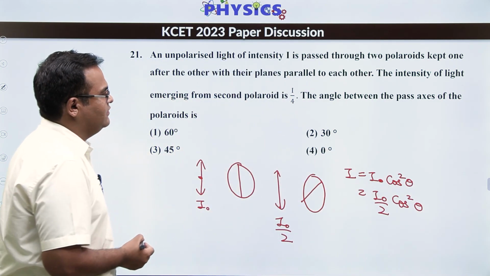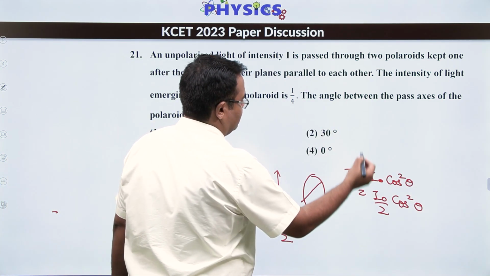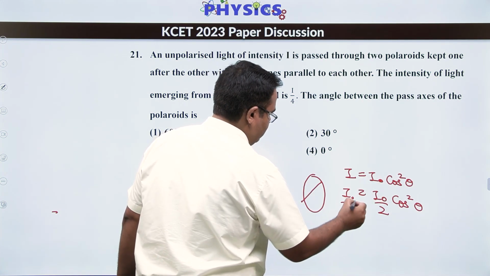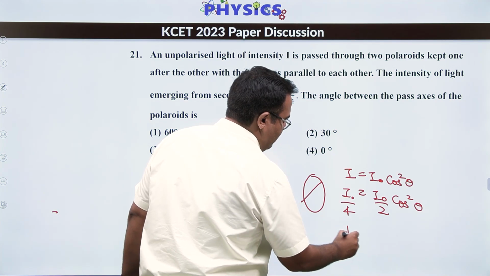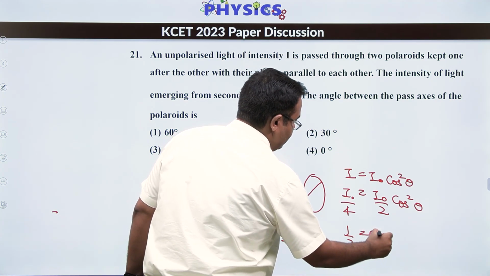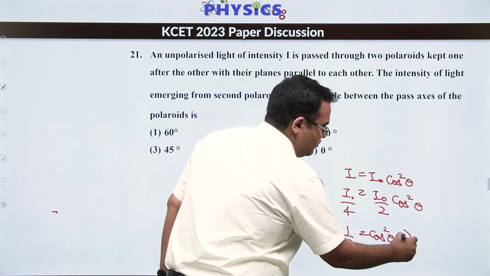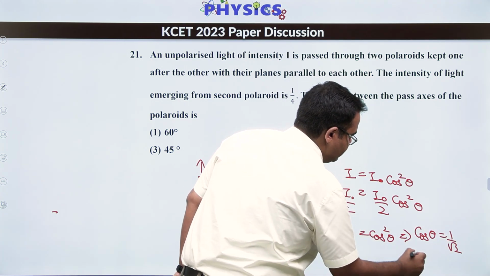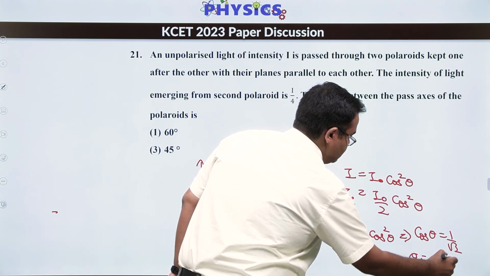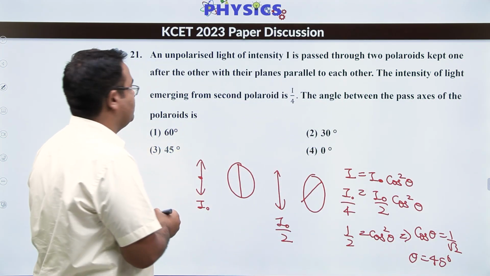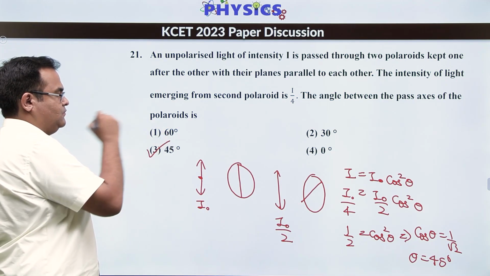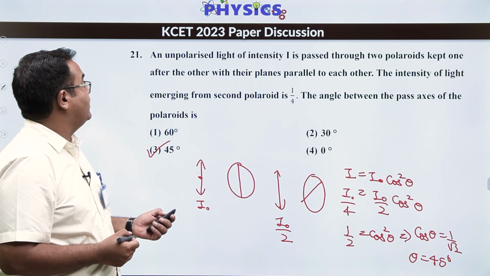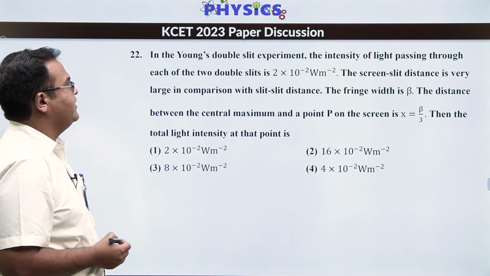So I is given as I naught by 4, or they have given I naught as I, so I will become I by 4. So we will get that half is cos square theta. Therefore cos theta is 1 by root 2 and hence theta must be 45 degrees. Hence answer should be 3, 45 degrees. Let's move to the next one, question number 22.